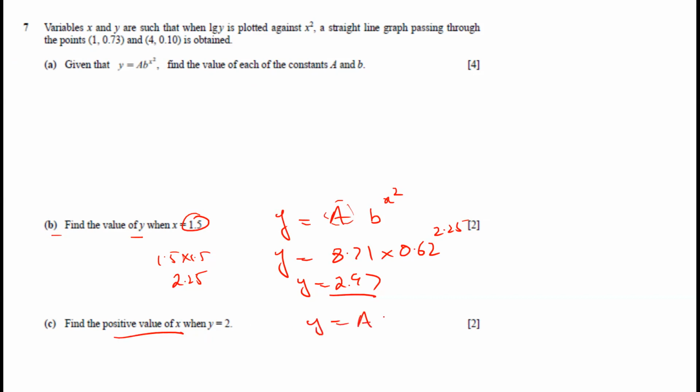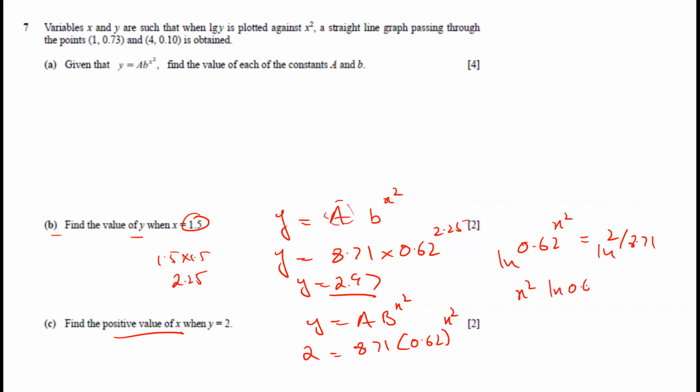Find the positive value of x when y equals 2. So y equals a b raised to the power x squared. So y is 2 now. a was 8.71, b was 0.62 raised to the power x squared. So 0.62 raised to the power x squared should be equal to 2 divided by 8.71. So 2 divided by 8.71 is 0.229, or we can take ln on both sides. So this would become x squared ln 0.62, and this would be ln of 2 divided by 8.71. x squared equals ln of 2 divided by 8.71, divided by ln 0.62.